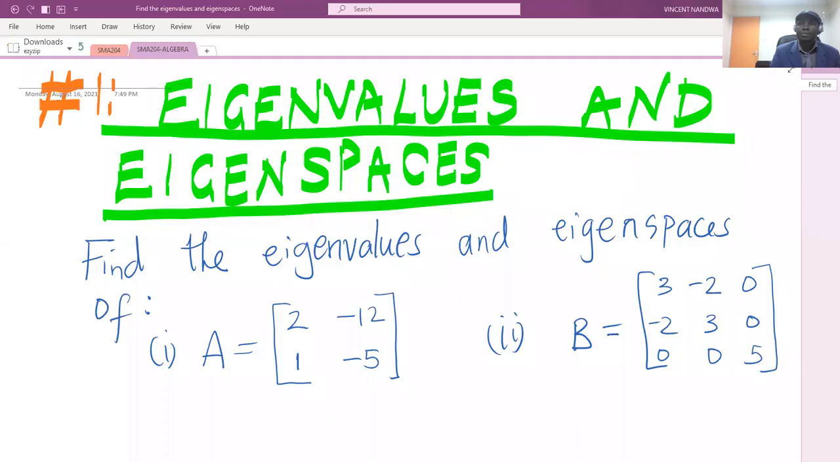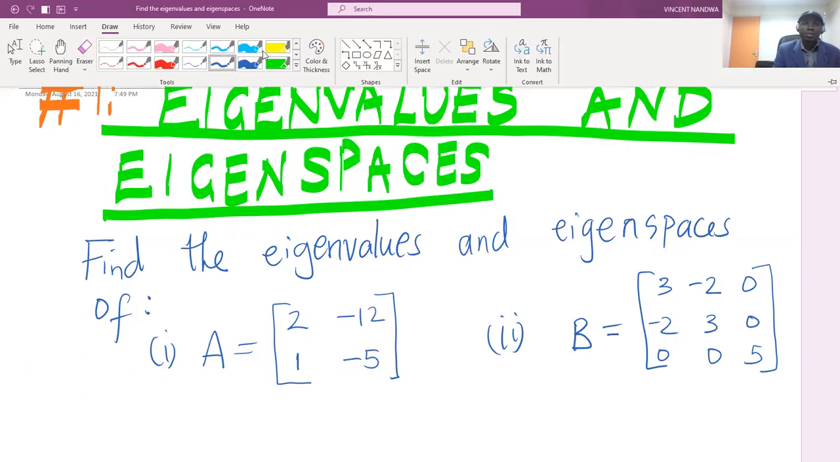Let's go into the main thing. So, eigenvalues and eigenspaces. The question is to find the eigenvalues and eigenspaces of these two matrices. We have the first matrix, a 2 by 2 matrix, and then the second matrix, a 3 by 3 matrix. We'll start by solving the first one.